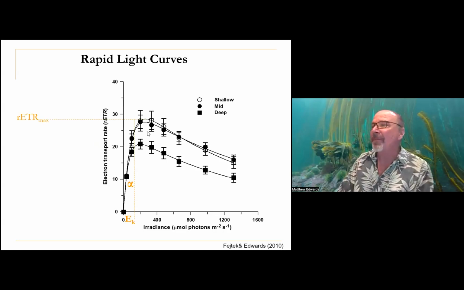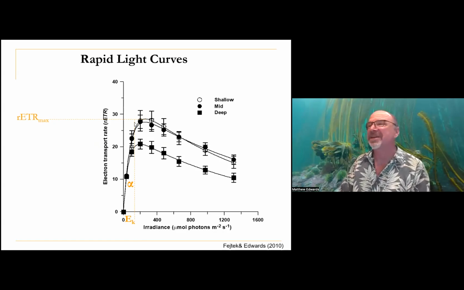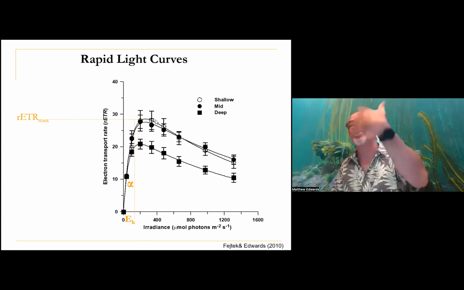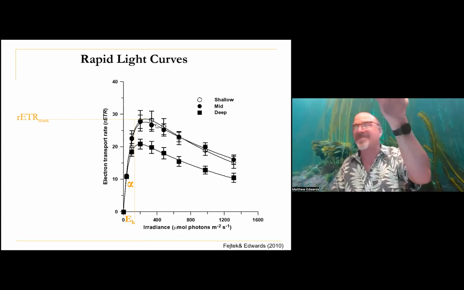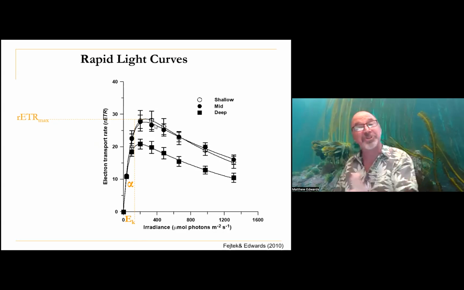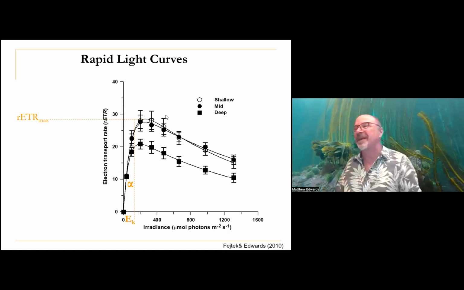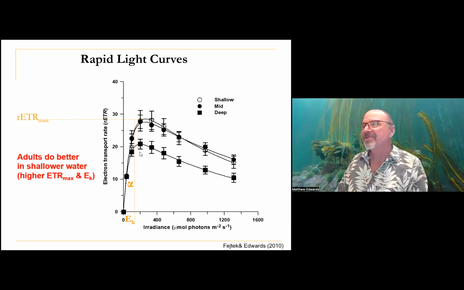We can measure things like alpha, photosynthetic efficiency or light harvesting efficiency in this case, the maximum rate of electron transport, and where they saturate, the light levels they saturate at. The thing to note here is the deep water ones actually had lower values for them all. These were actually high-light adapted as they grew to the surface. So once again, more evidence that the adult sporophytes should be in the shallower water. They grow faster, they become reproductive sooner, they have greater photosynthetic light harvesting capabilities. And so they do better.